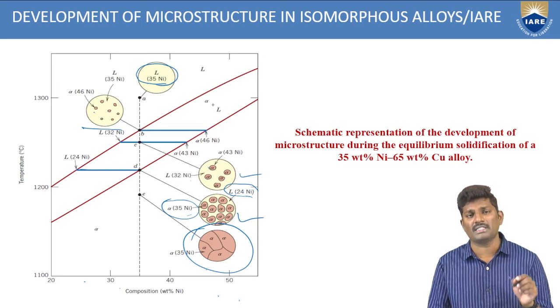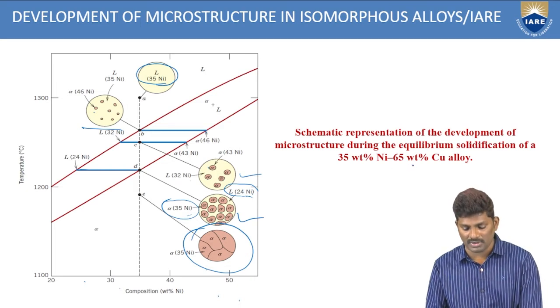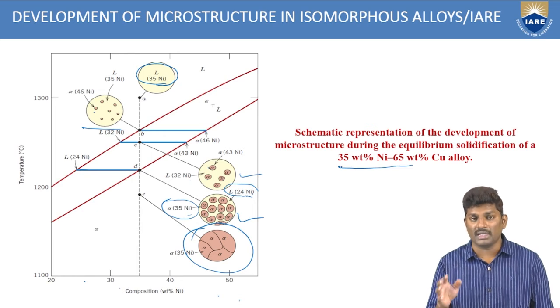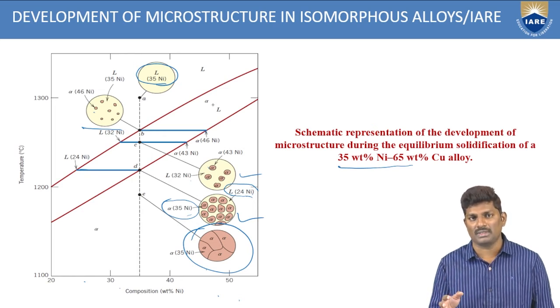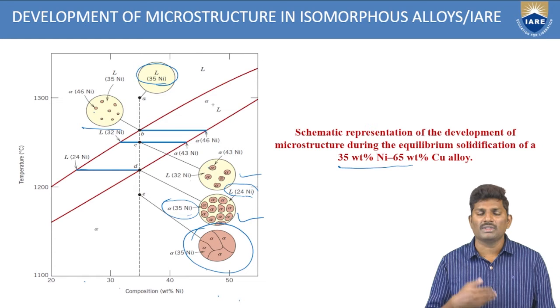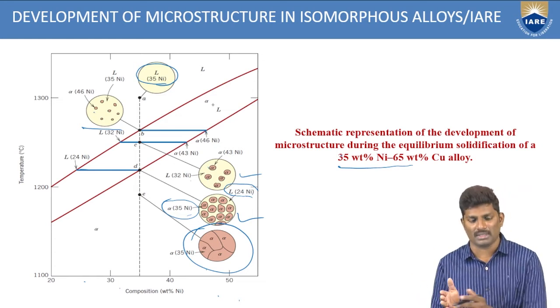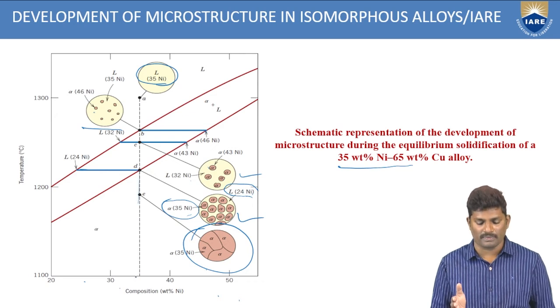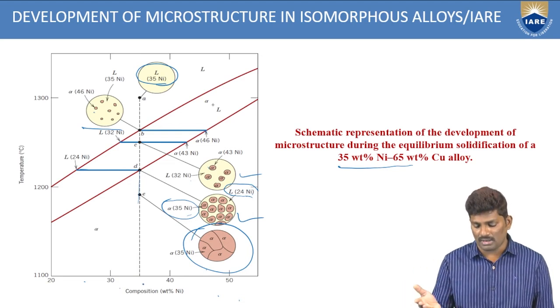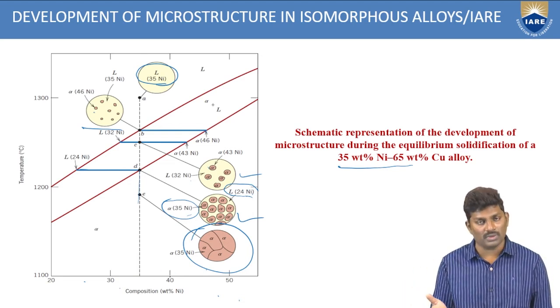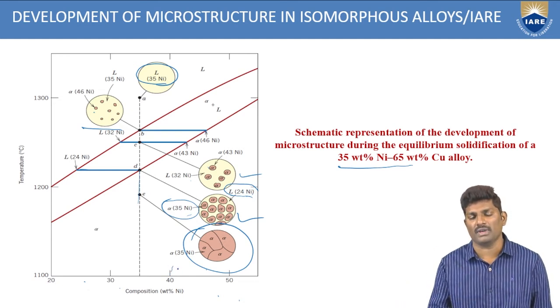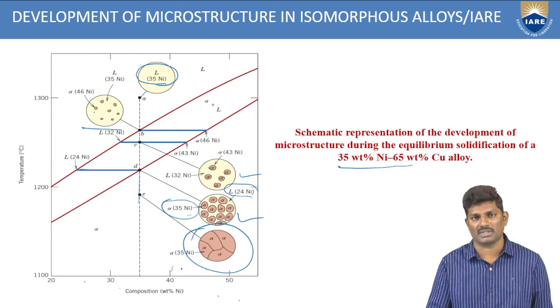This is specifically at the composition of 35 weight percentage of nickel and 65 weight percentage of copper. This is the example we have taken. In any case, if they ask for any other composition, then you have to shift that point. This dotted line has to be shifted. Since it is 35%, we draw this dotted line exactly at 35%. If the composition changes to 40 or 45, then you have to move this dotted line to here. And you can see again how the development of the microstructure varies.